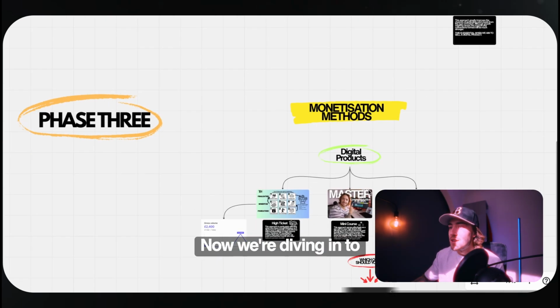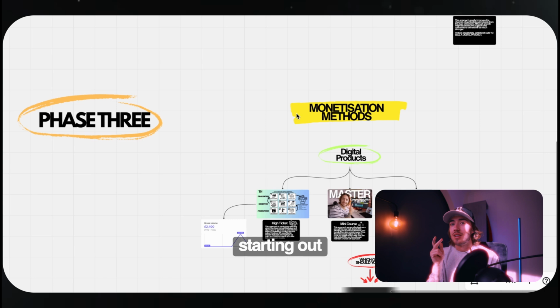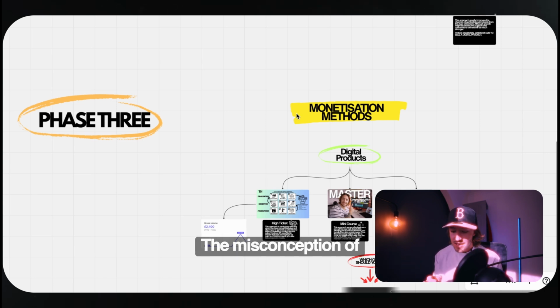Now we're diving in to phase 3, our monetization methods. And this is where we talk about digital products. This is how we're going to monetize our following. So whether you're someone that has no following, whether you're someone that has 100k, or whether you're someone that is just starting out, this is how we're going to start earning money through our social media. The misconception of people thinking that you need to generate millions of views to generate any sort of money online is just purely wrong. And I'm about to show you how.